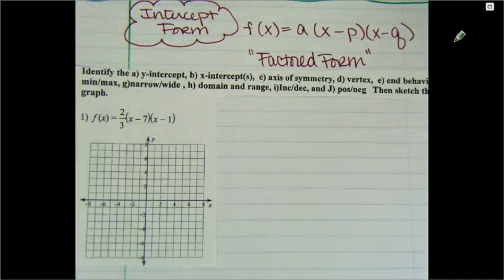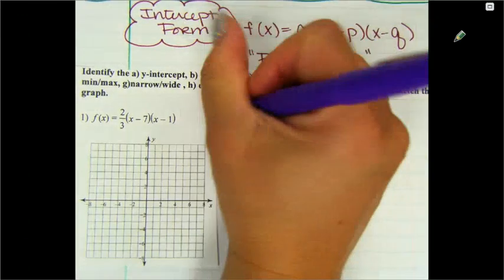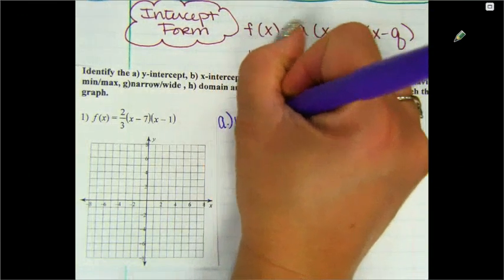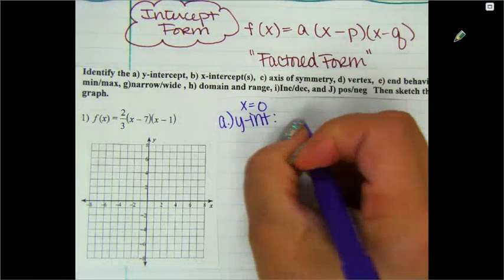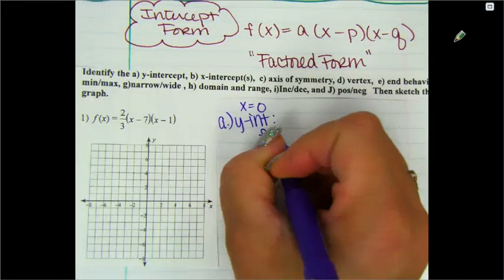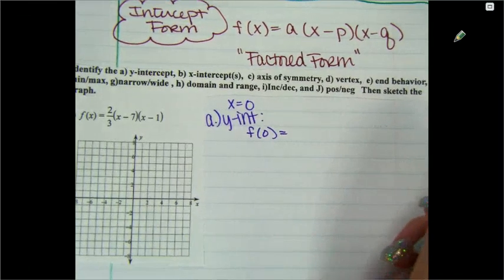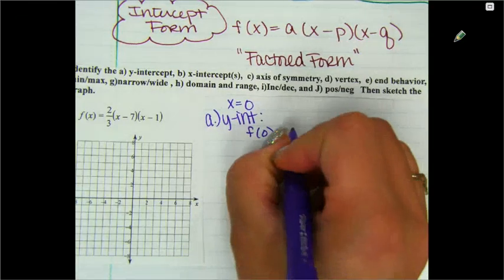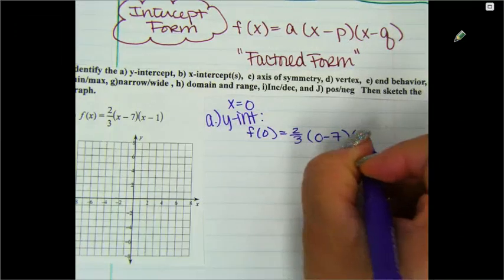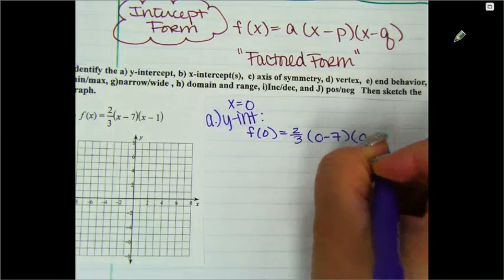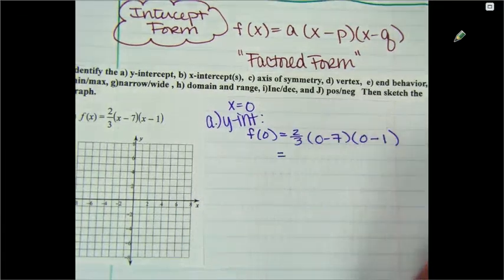On standard form, it was easy. This one you actually have to do math, right? So remember I told you guys, don't forget, for the y-intercept, x equals 0. So when I plug in x equals 0, how do I do that? F of 0 equals 2/3 times 0 minus 7 times 0 minus 1. Can we solve this?